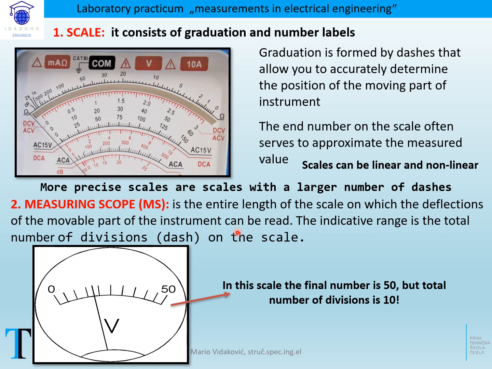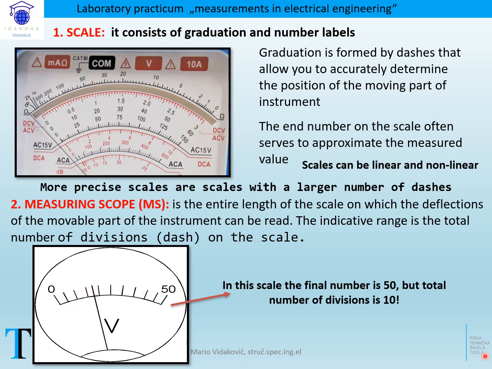MS is the entire length of scale on which the deflection of the movable part of the instrument can be read. That is the measuring scope. The indicative range is the total number of divisions, dashes, of the scale. In this picture we can see this scale, the final number is 50, but the total number of divisions is 10: 1, 2, 3, 4, 5, 6, 7, 8, 9, 10.